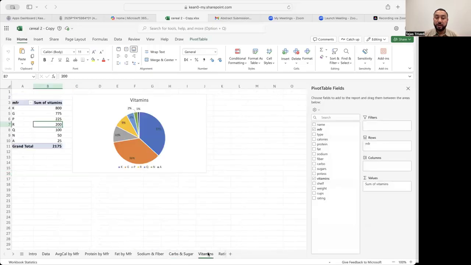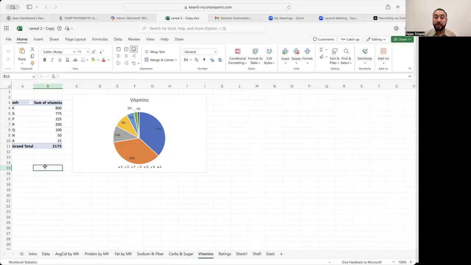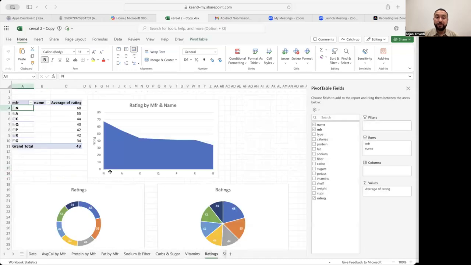And I've done the sum of vitamins, where you can see that in a nice pie chart and representation as well. Now I was able to bring back the average rating in terms of consumers, and it looks like the Nabisco family has the highest rating. And there's a donut chart with it, along with a pie chart that's very interactive.